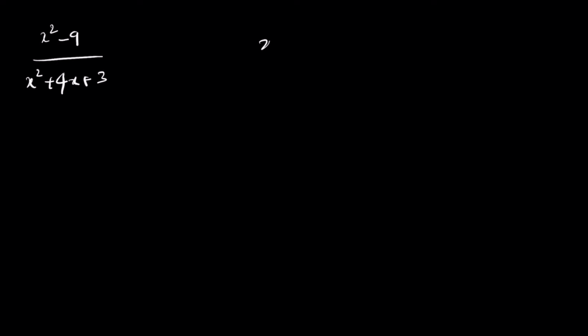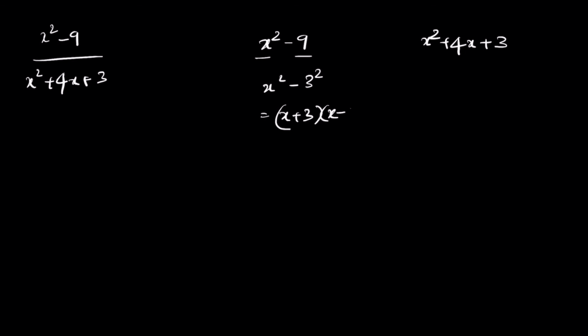Notice that we have two expressions, x square minus 9 and x square plus 4x plus 3. So you can write them down separately. Notice that this is a difference of squares, because x square minus 9 can be written as x square minus 3 square. This comes under a square minus b square, which becomes a plus b into a minus b. So it becomes x plus 3 into x minus 3.